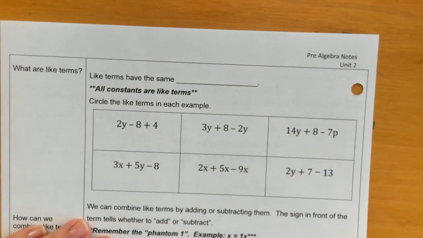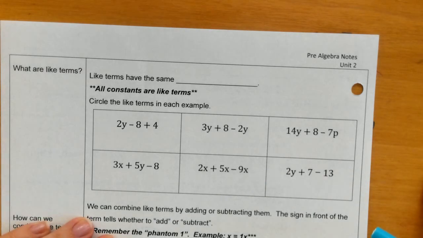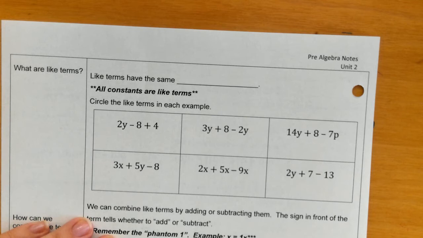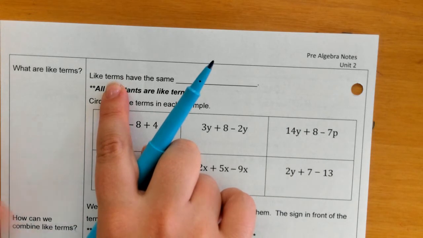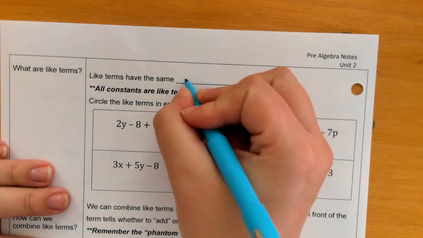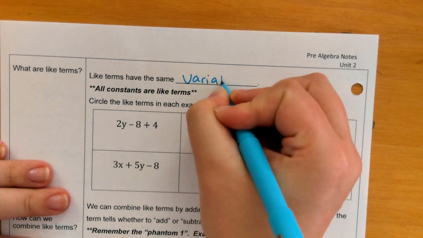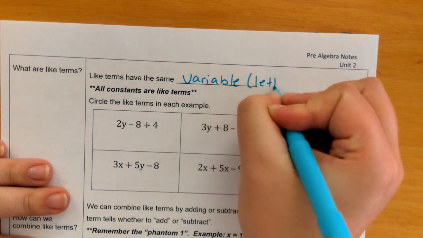So on the back, we're going to look at like terms. Like terms are kind of how the grocery store is set up. You know how they put all the apples in one section, they put all the onions in one section, they put all the different types of melon in one section. It's because they're like. And so we like to do the same thing with math. We like to take things that are similar and combine them, put them together to make our expression easier. So the thing about like terms is that they are terms that have the same variable. If you remember from before, that means that they have the same letter.